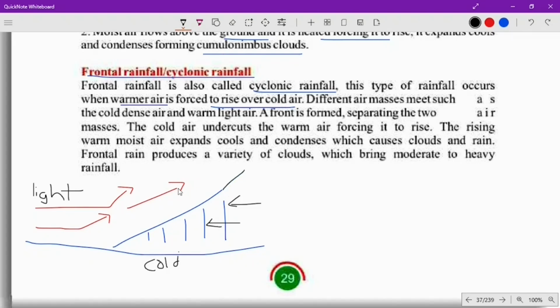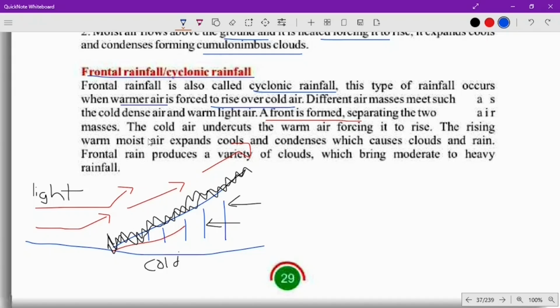When this happens, this warm air is forced to rise until condensation takes place. So these different air masses meet, and the cold dense air forces the warm light air to rise. A front is formed separating these two air masses. So this region is called the front. This region where they meet, this is called the front. That's why it is called the frontal rainfall. This region in black, where our cold air mass and our light air mass meet, is called a front.